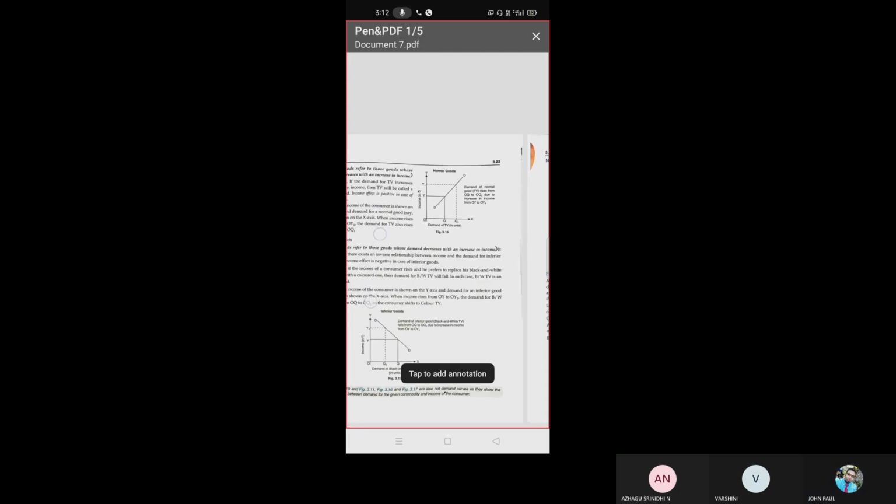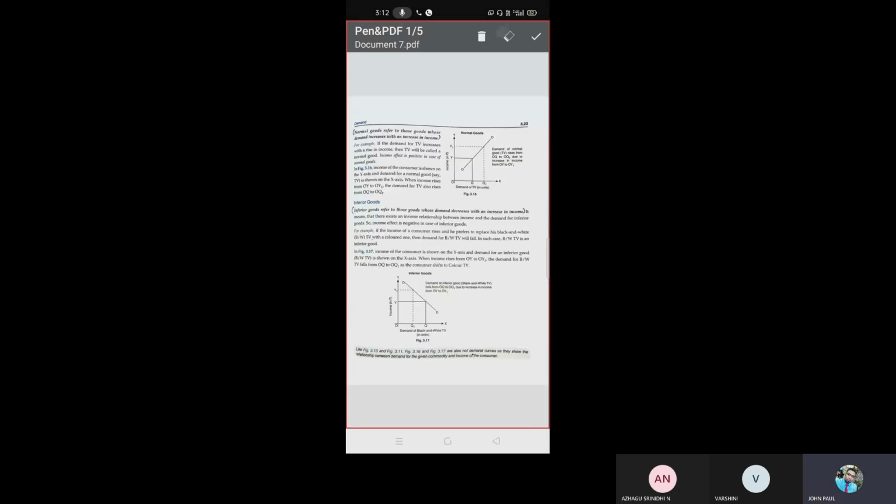You can see, inferior goods refers to goods whose demand decreases with increase in income. When income increases, we will not buy palm oil, right? We will buy only Gold Winner. Yes, it is totally opposite. What is normal goods? Normally what we are consuming. Inferior goods means when we have less money.